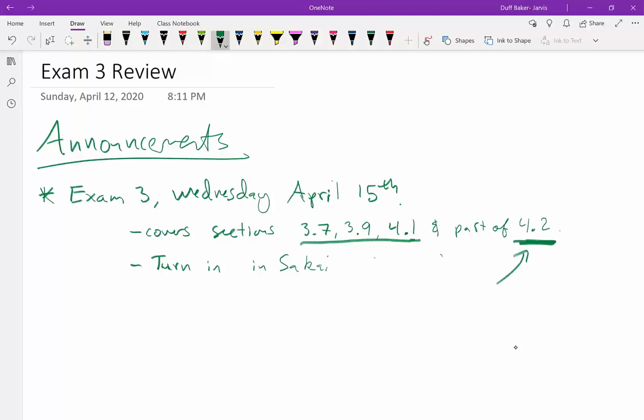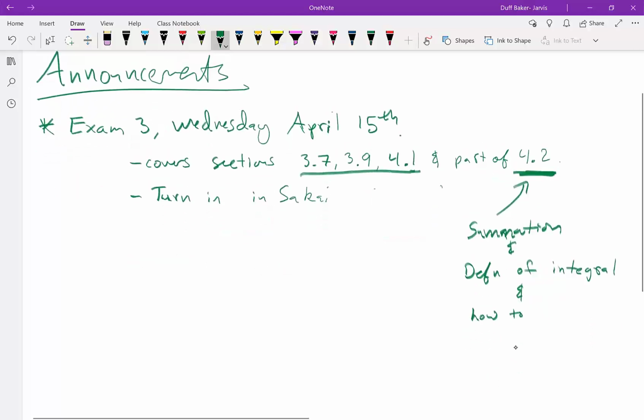on the homework. I want you to know how to do summations, the sigma notation and summation stuff. And then I want you to know basically the definition of the definite integral, and how to calculate definite integrals using areas, if it's a simple area, like a triangle or circle, something. How to calculate using areas.